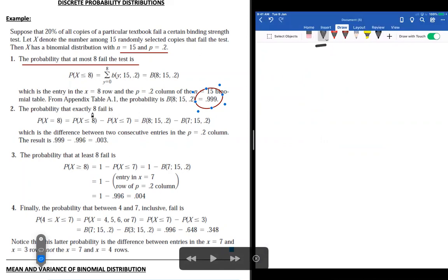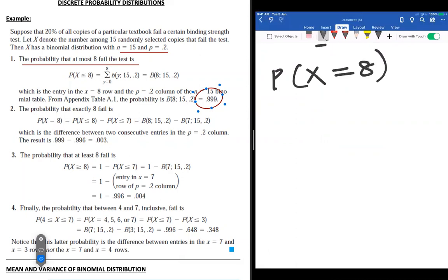The probability that exactly 8 fails. That means the probability of capital X taking the value 8. There are two methods we can use to find this value. The first is direct substitution, using nCx p raised to x, q raised to n minus x.